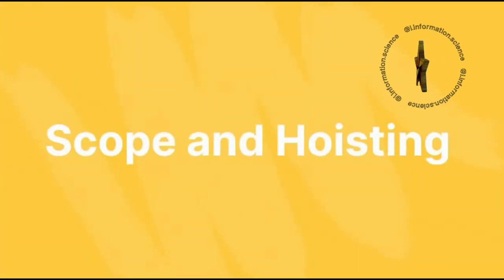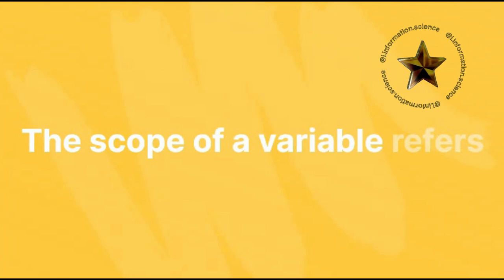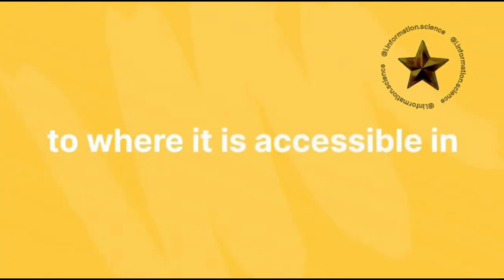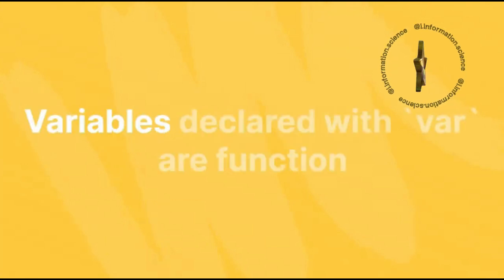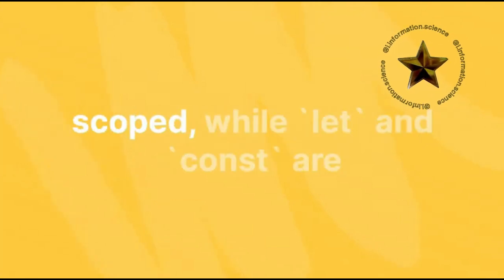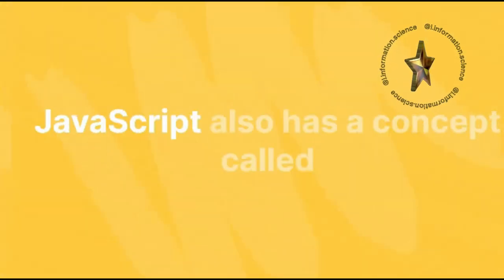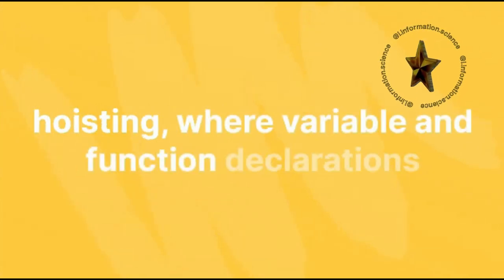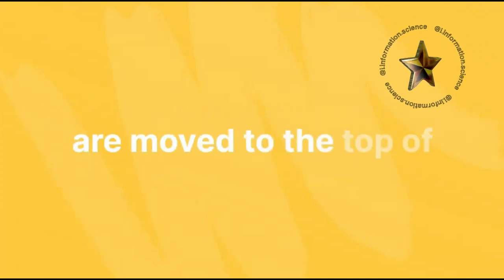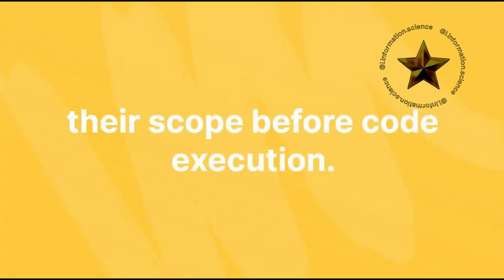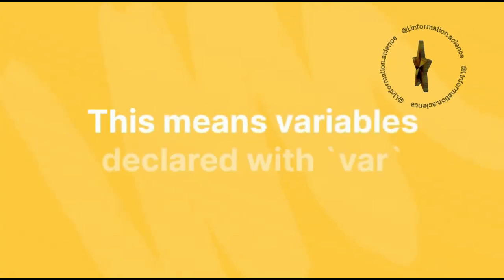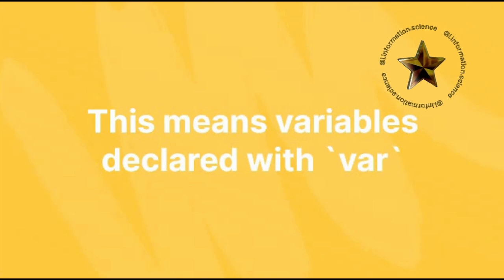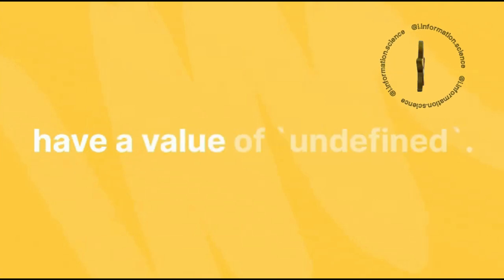Scope and hoisting. The scope of a variable refers to where it is accessible in the code. Variables declared with var are function scoped, while let and const are block scoped. JavaScript also has a concept called hoisting, where variable and function declarations are moved to the top of their scope before code execution. This means variables declared with var can be accessed before they are declared in the code, but will have a value of undefined.